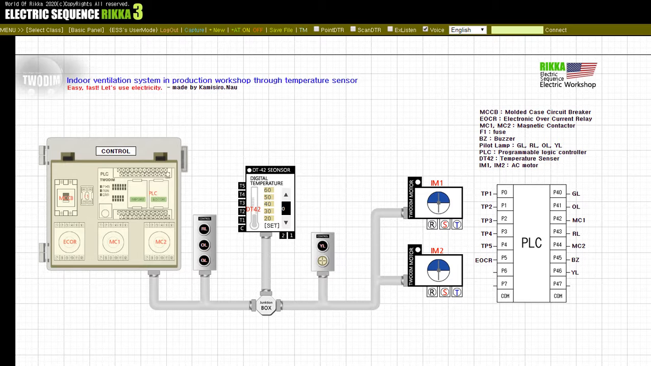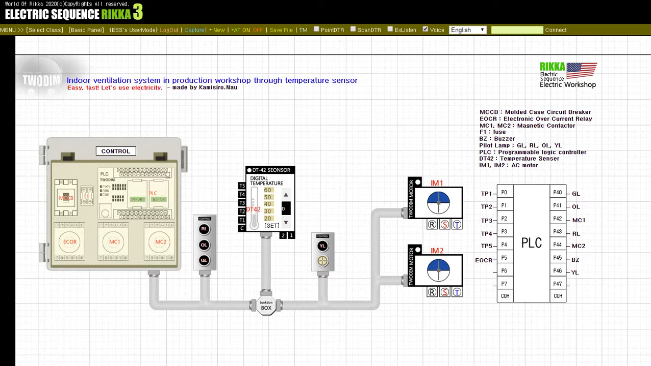Today's learning topic is to learn about an electrical sequence that ventilates the interior of a production workshop using temperature sensors. Each temperature is measured through a temperature sensor. The PLC handles lamp lighting and motor operation according to the given temperature. Learn about each temperature condition.